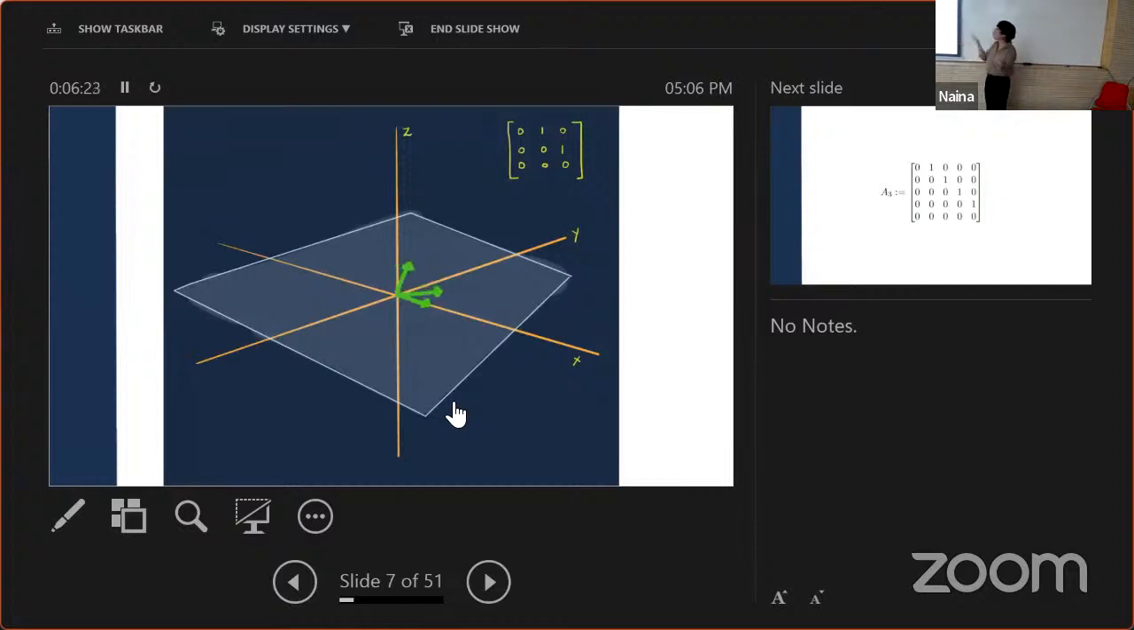You can have another matrix like 0, 1, 0, 0, 0, 1, and 0, 0, 0. What this does is map everything in the z-axis to the y-axis, everything in the y-axis to the x-axis, but everything along the x-axis just goes to 0.